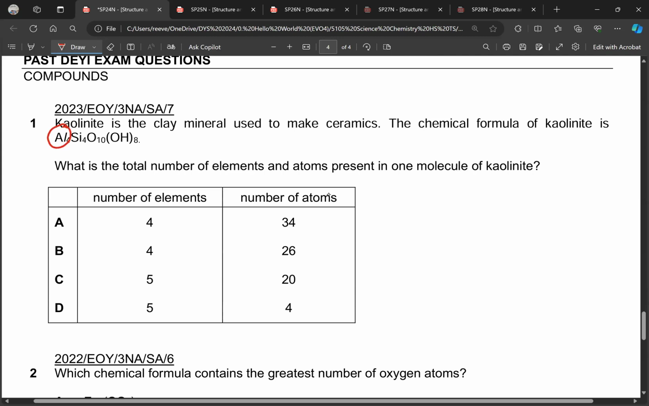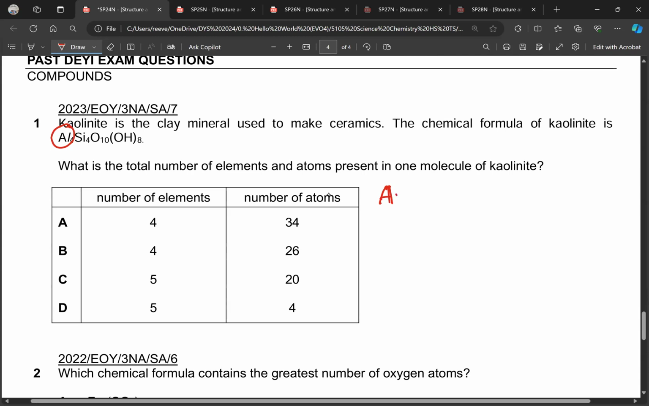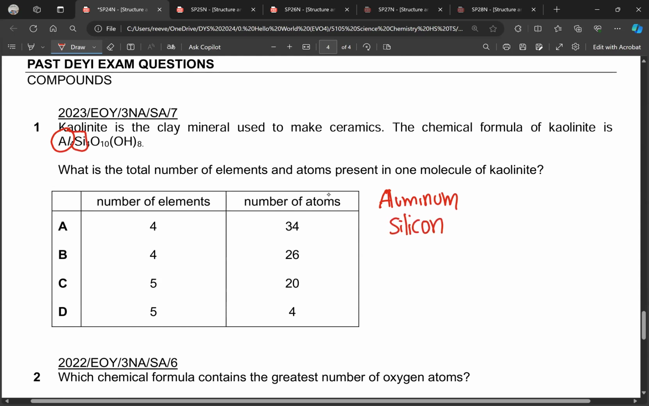This is aluminium. I have silicon. That's the second one. Si is silicon. I have oxygen. That's the third one. And oxygen again, so I don't count. I have hydrogen. That's the fourth one. So in total, I have 4 elements. Any difficulty with that?